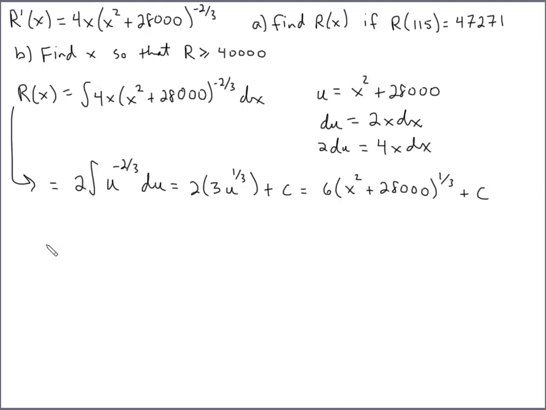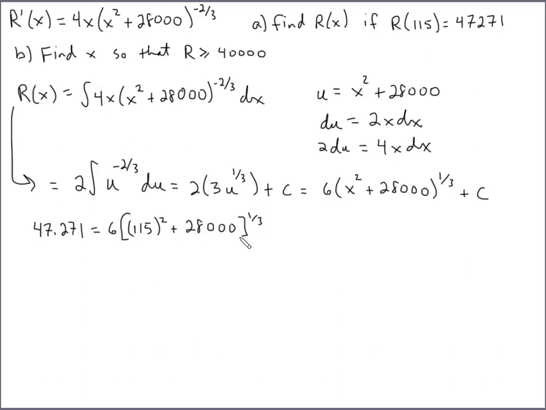Okay, so that's the revenue if 115 are sold, so we're going to have 47.271 is equal to this right side. This is the revenue function. Remember, r of x is equal to this. So this is the revenue if x is equal to 115. So we're going to plug in 115 here for x. And this is going to allow us to find out what c is.